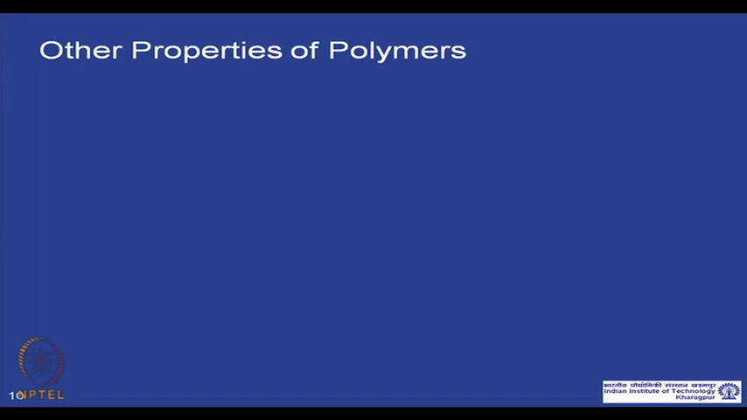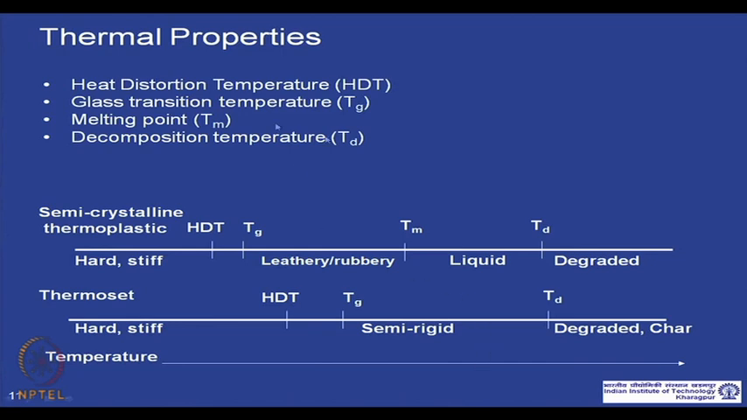Now, let us move to the other properties of polymeric materials. We just completed discussion on mechanical properties. Now, we will talk about the other properties, and again we will not go into very detailed description of these properties and how they are evaluated. We will just give a brief introduction, brief description of those tests. Let us first talk about thermal properties.